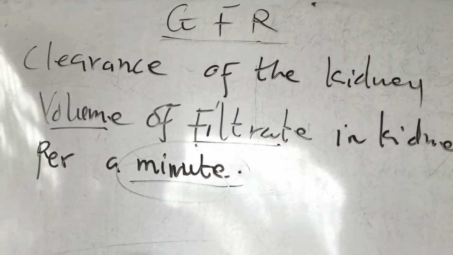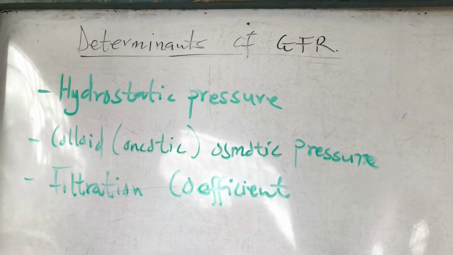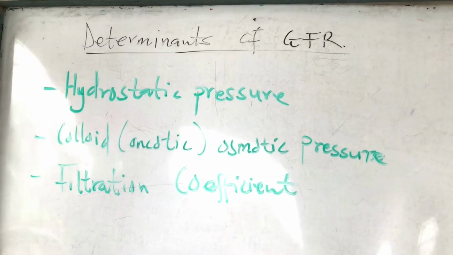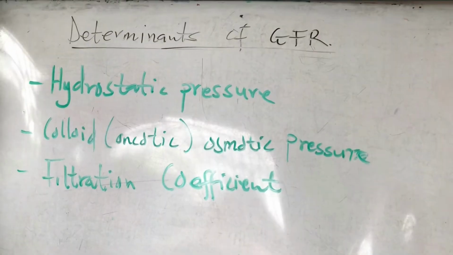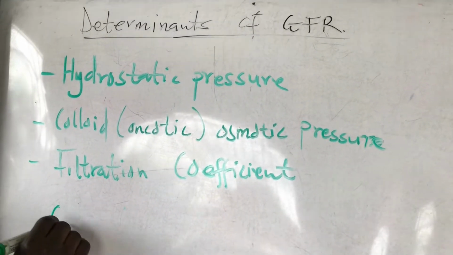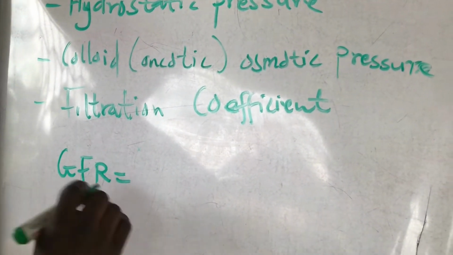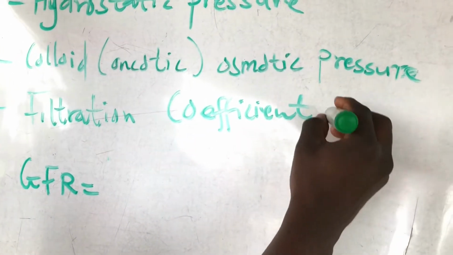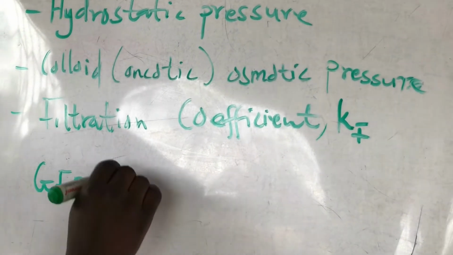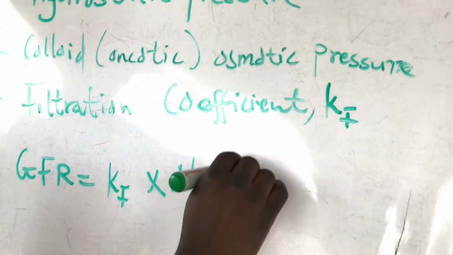Now let's look at determinants of the glomerular filtration rate. The determinants of the GFR are hydrostatic pressure, colloid or oncotic pressure, and the filtration coefficient. Based on these determinants, the GFR is calculated mathematically as the coefficient of filtration, denoted by Kf, multiplied by the net filtration pressure.